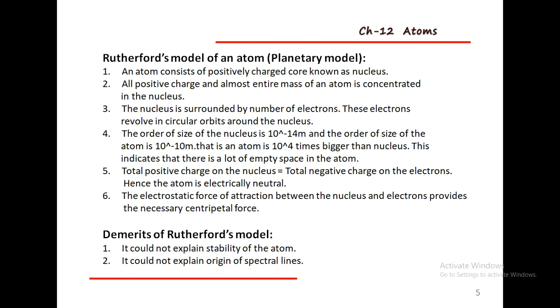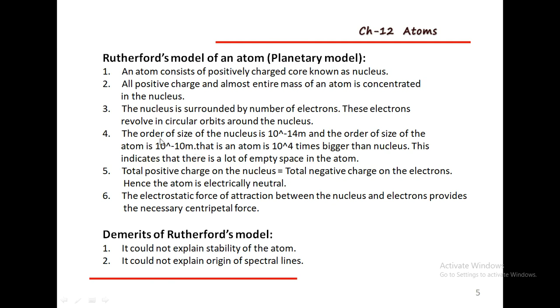Then the third one, the nucleus is surrounded by a number of electrons. These electrons revolve in circular orbits around the nucleus. So it is the same as the sun being at the center and all planets moving around the sun in fixed orbits. Similarly, here the nucleus is at the center and all electrons are moving in circular orbits with a fixed path. Because of this statement only, the Rutherford model is also known as the planetary model.